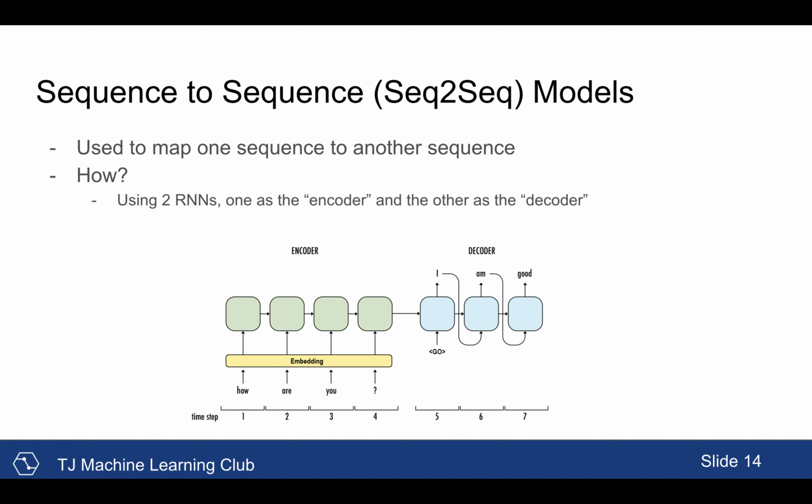The sequence-to-sequence, seq-to-seq model is used to map one sequence to another sequence. This can be done by using two RNNs, one as an encoder and the other as a decoder. The purpose of the encoder is to take in a sequence and map it to one output vector, and the decoder takes that one output vector and maps it to another sequence. This results in the encoder being a many-to-one structure, while the decoder is of a one-to-many structure.